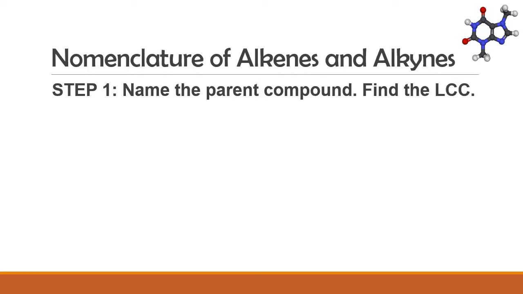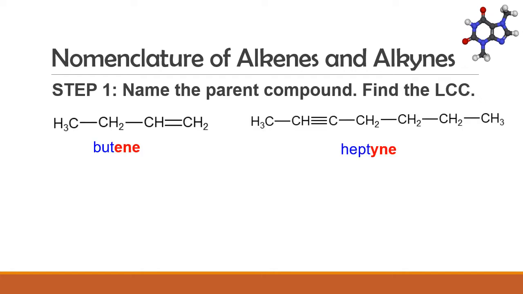Naming alkenes and alkynes follows the same basic rules as those for naming alkanes. The first step is to find the longest continuous chain of carbon atoms. The suffix "-ene" for alkenes and "-yne" for alkynes are attached to the same number prefix as those used for alkanes. When determining the longest chain of carbon atoms, it is important to remember that the double or triple bond must be included in the parent chain.